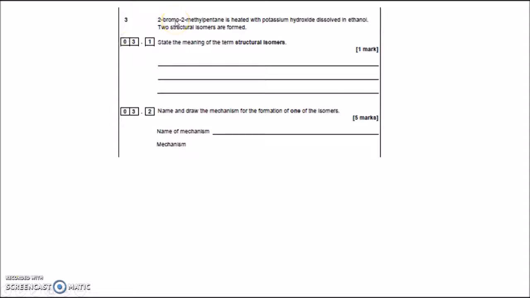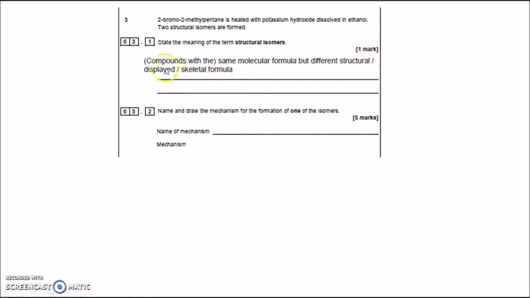Question 3. 2-bromo-2-methyl-pentane is heated with potassium hydroxide dissolved in ethanol. 2 structural isomers are formed. We'll look at this in a minute, but the first part of the question says, state the meaning of the term structural isomers. So a structural isomer is where you have the same molecular formula but a different structural formula. So a substance with the same molecular formula but a different structural formula.